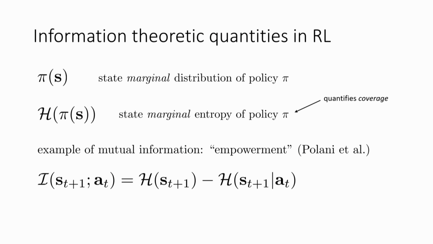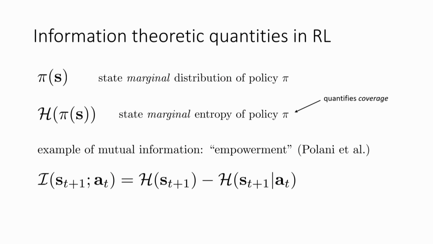There are a bunch of variants on this. Sometimes it's defined as next state and current action given current state, but I'll just use this simple definition for now. And going back to the equation from the last slide, I can write down the mutual information between s_{t+1} and a_t as a difference of two entropies. The first entropy is the entropy of s_{t+1}, and then the other one is s_{t+1} given a_t.